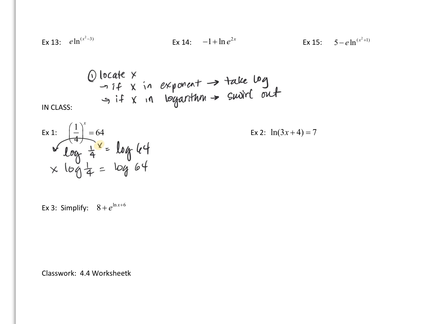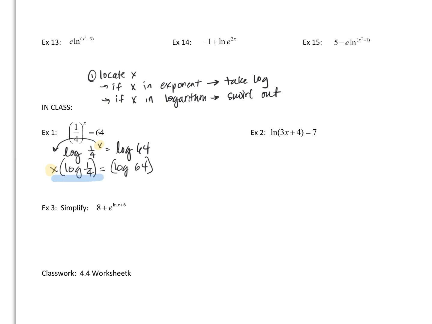Here's what you've got to catch on to: the log of 1/4 and the log of 64 go together. You can't separate the log and the 1/4, or the log and the 64, because that's a number. So keep your eye on the prize. We're trying to get x by itself. What do I do to get x by itself now?